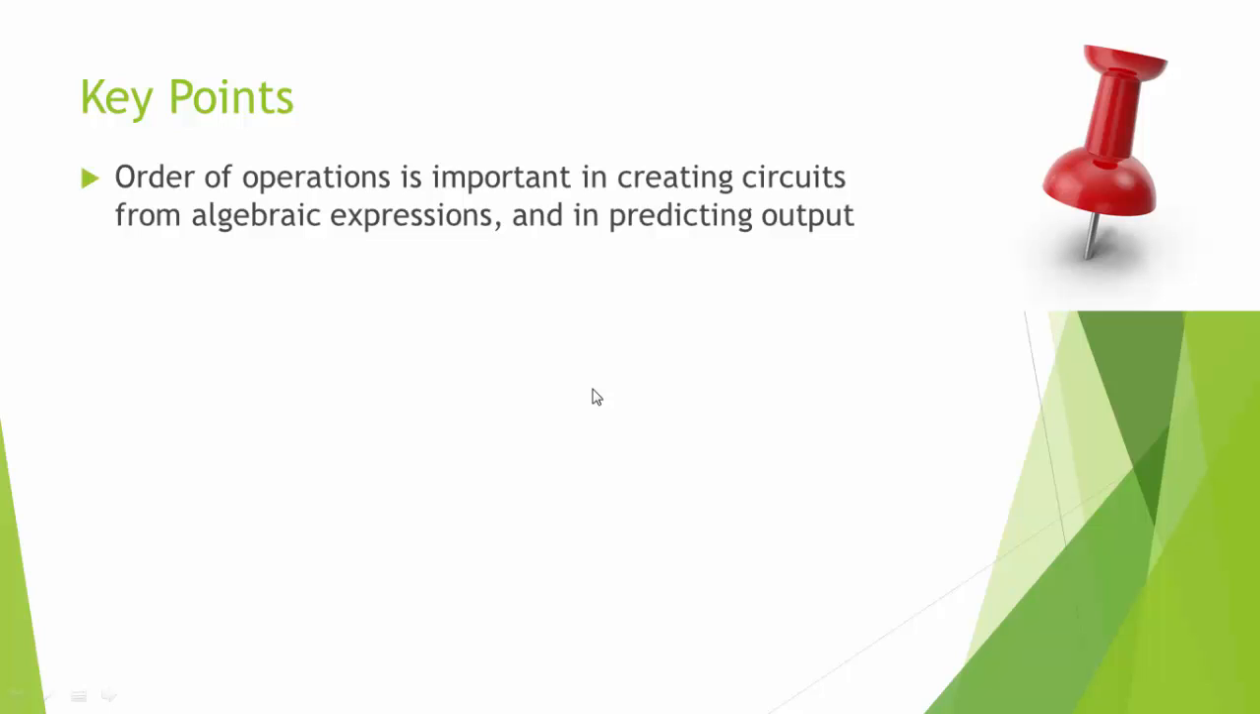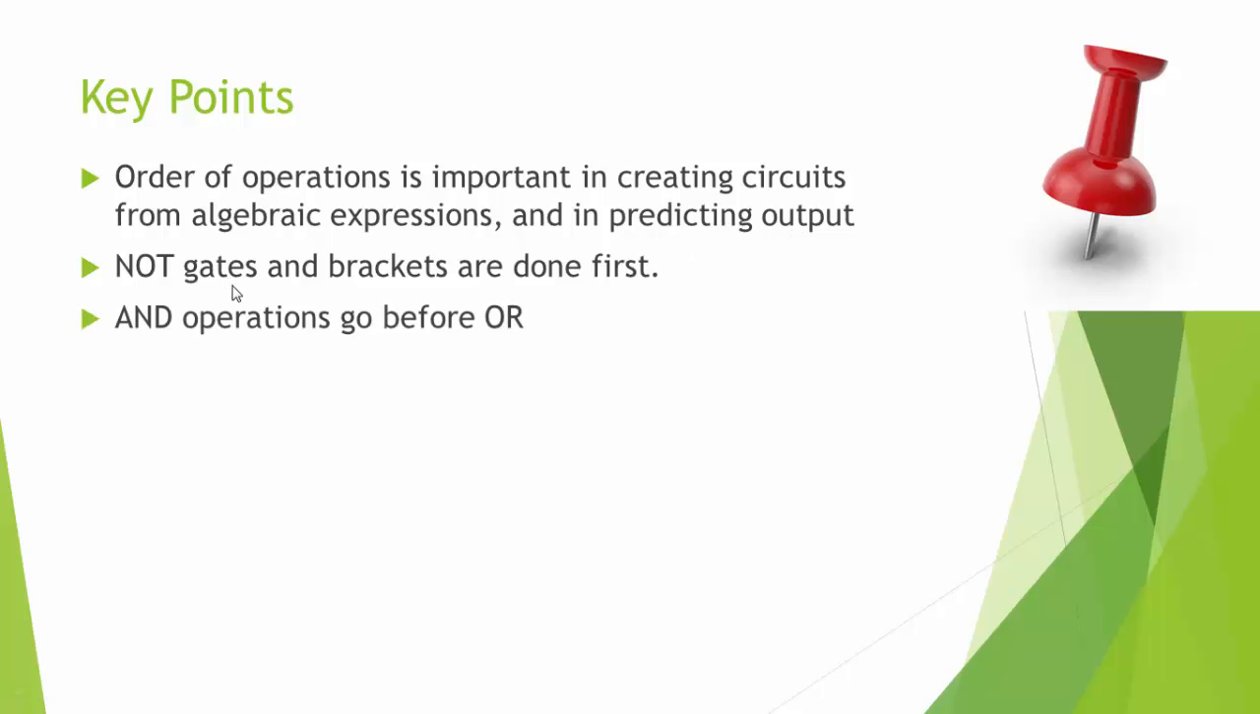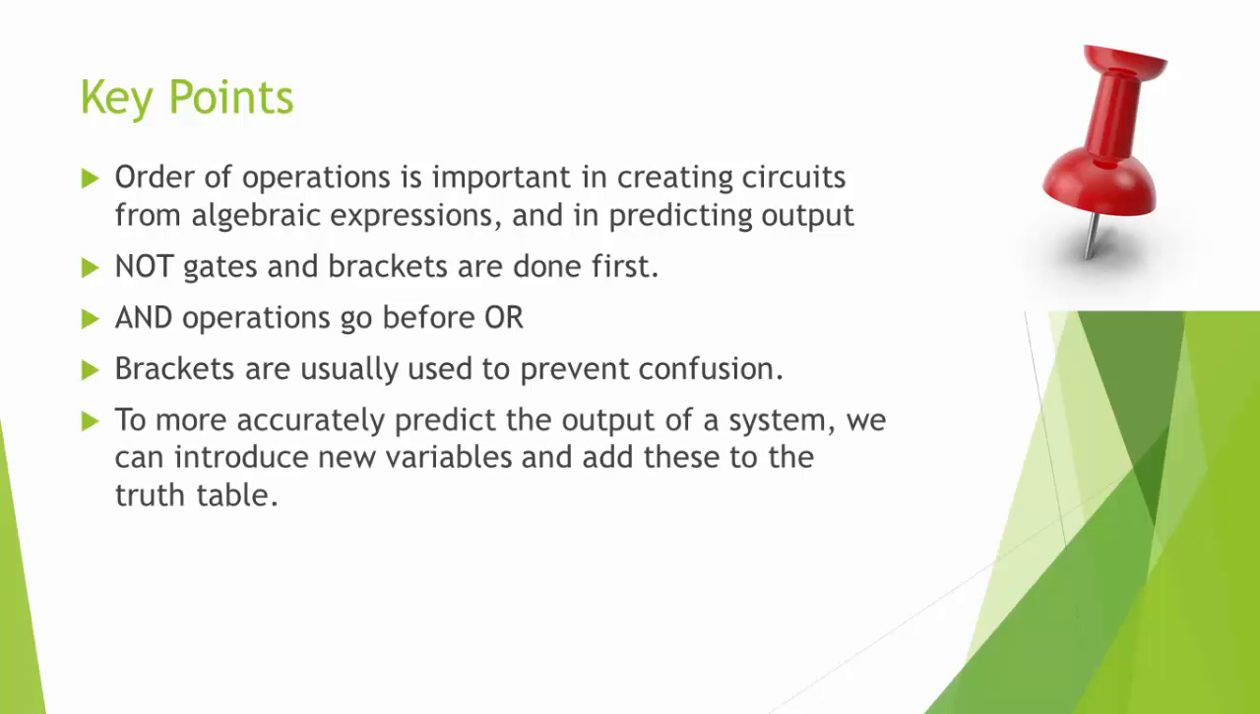Okay, maybe that's enough for today. So our key points: the order of operations is important in creating circuits from algebraic expressions, and especially in predicting the output. NOT gates are done first. They're followed by NAND and NOR expressions. Brackets are usually used to prevent confusion. So we can add brackets around any expressions if we need to make it clear what we're doing.